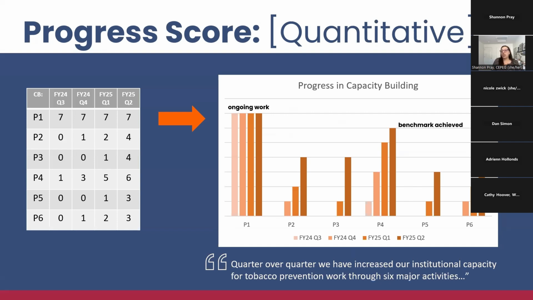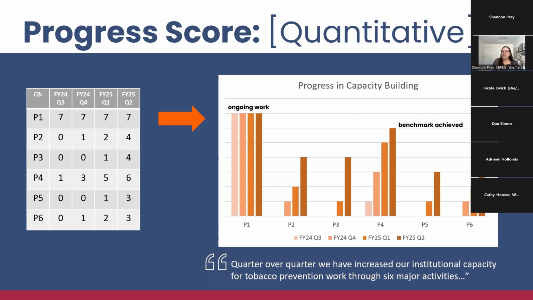progress chart, essentially. So in P1 here, we've measured, it was recorded as being a 7, which is ongoing work. So I just labeled that one on the chart as ongoing work. There's no movement in it. I don't expect there to be movement. It's something that we're going to just continue to do quarter over quarter.